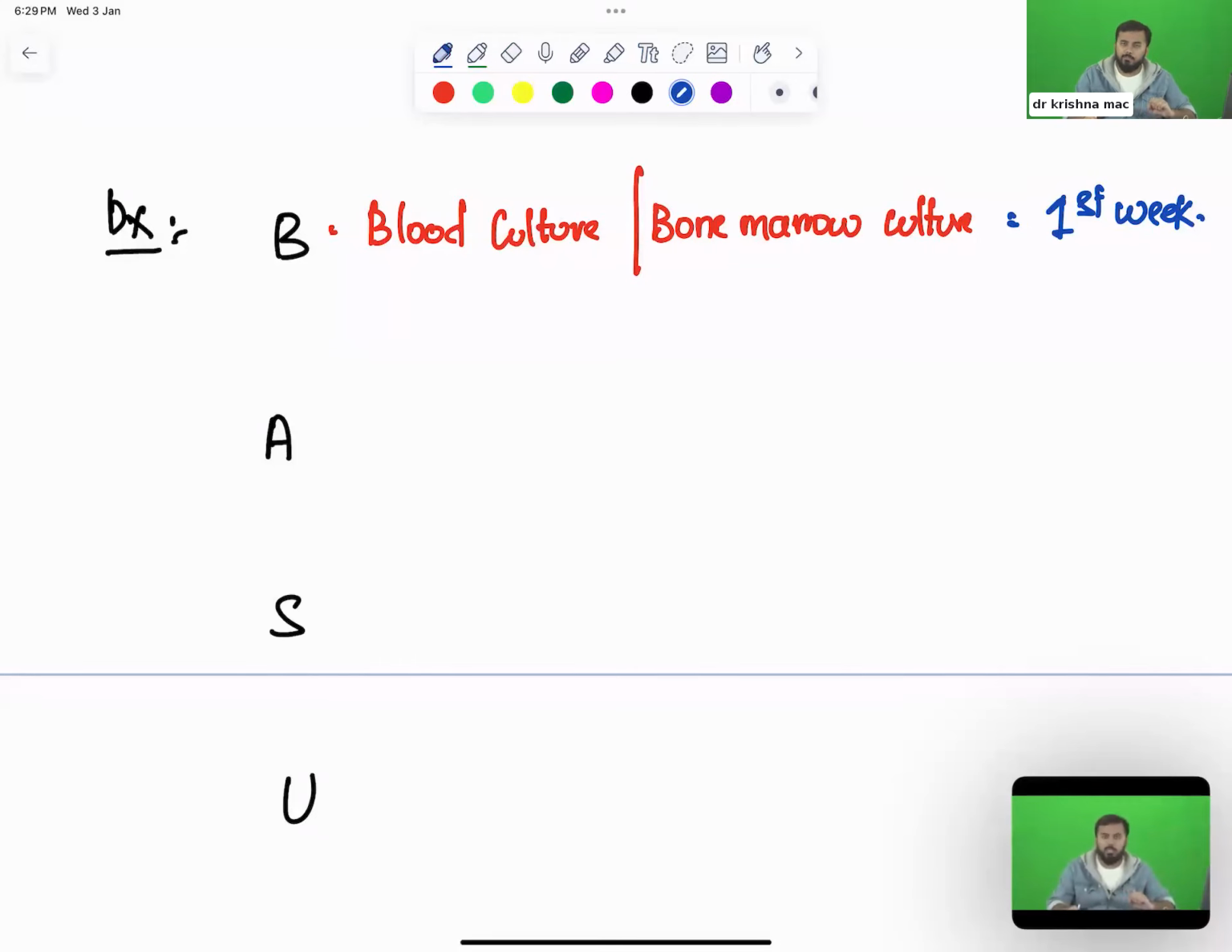Now, do you think in the first week when the patient is coming to your doctor directly, if you are trying to take a bone marrow just for typhoid, will he allow? No. Yes or no? Obviously, he is afraid, he won't allow you. So, what is the most common thing you do is that you take a blood culture. That is very simple. Okay.